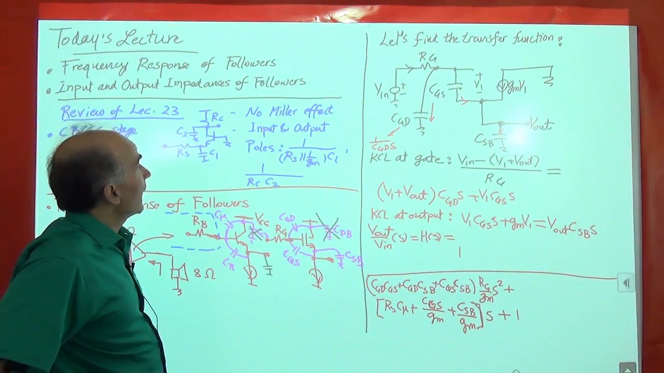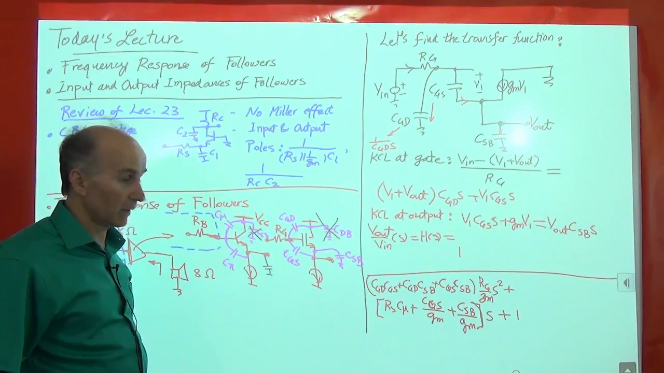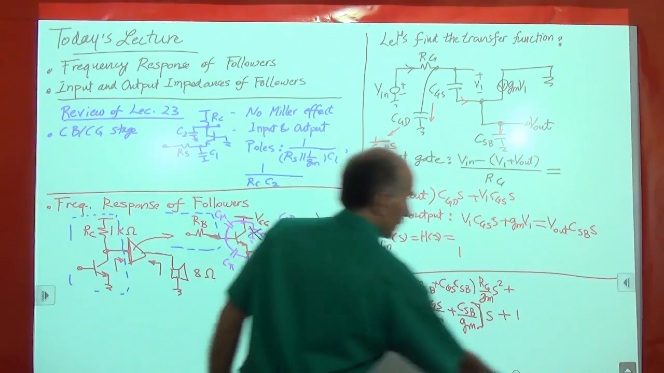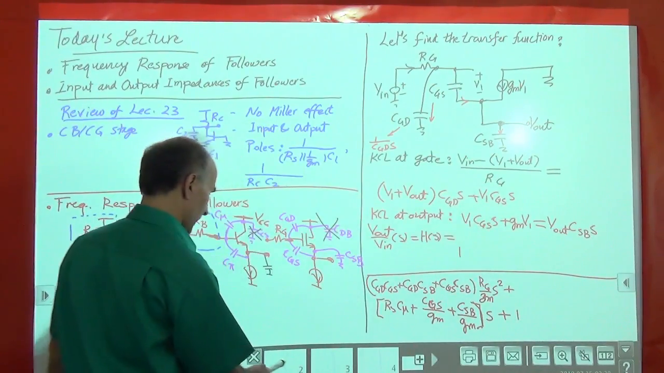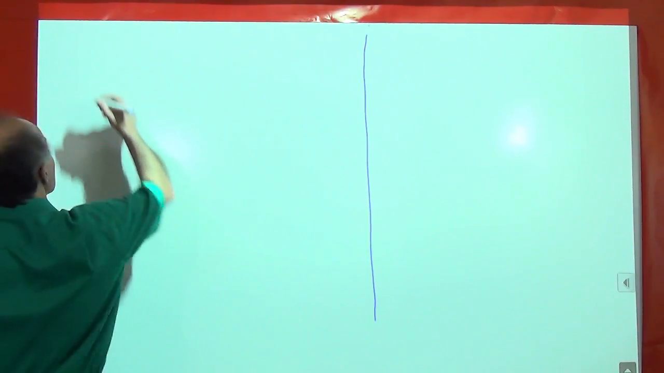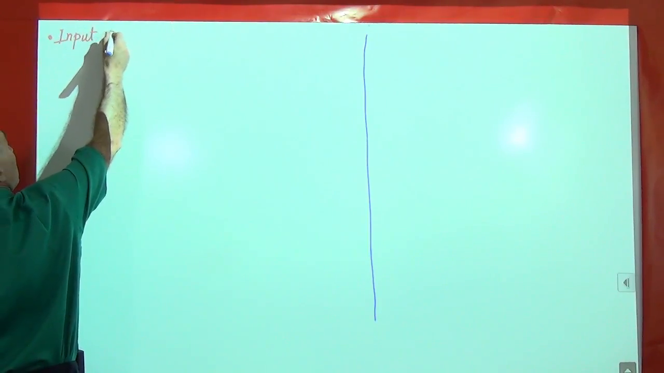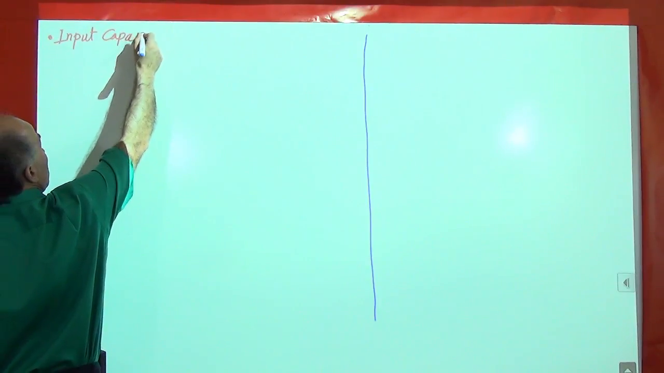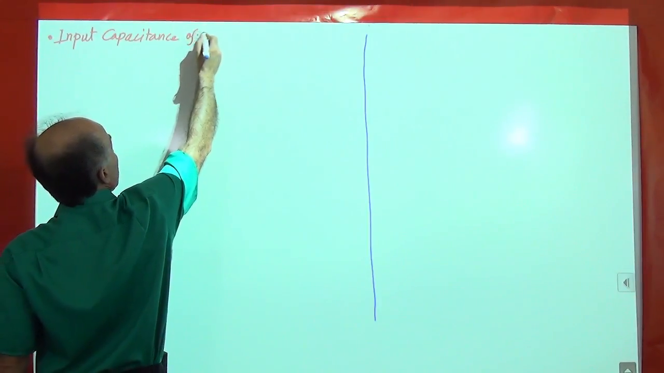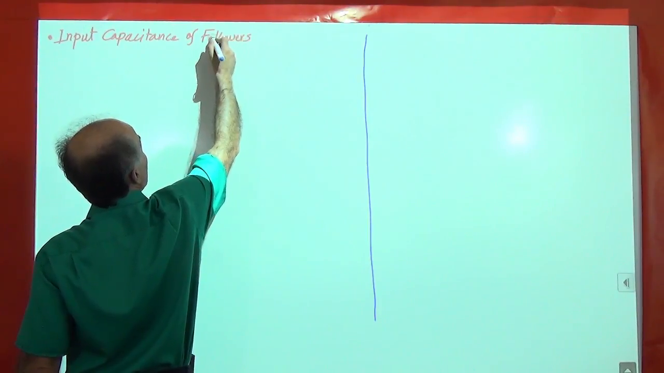Now we're going to look at the input and output impedances of followers and see what we get. They have some interesting features, properties that are worth looking at. All right, so let me go to the next page and look at the input capacitance of followers. We are looking only at the input capacitance. We could look at the entire impedance, but this is really the only interesting part that gives us some additional understanding of these followers. So let me just go over that and show you what happens.